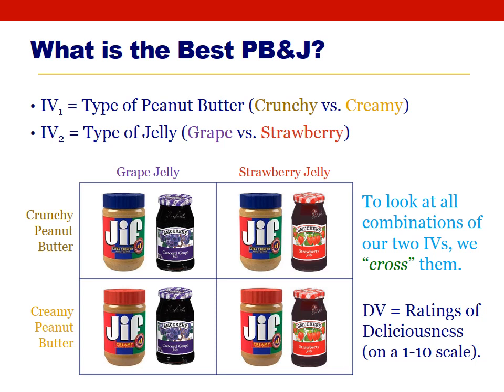So our first independent variable has 2 levels, crunchy versus creamy. Our second independent variable has 2 levels, grape versus strawberry. And if we multiply 2 times 2, it gives us the 4 different combinations of sandwiches that we can make with those ingredients.